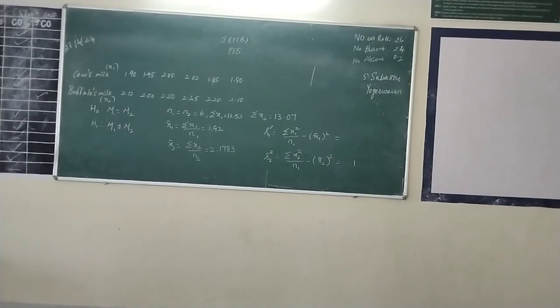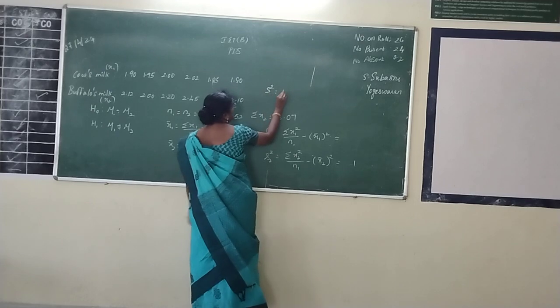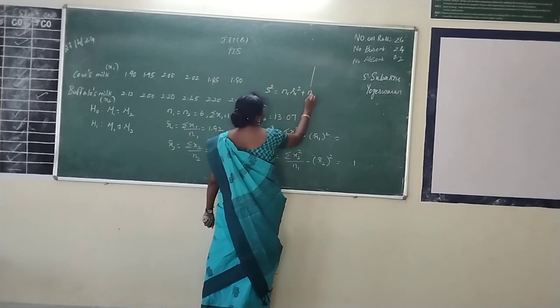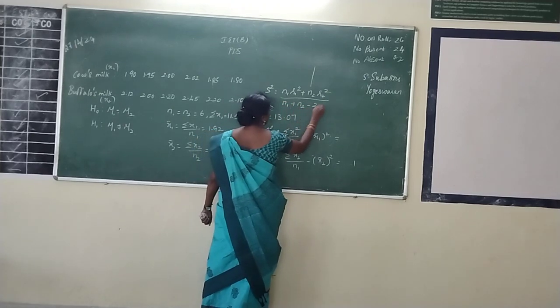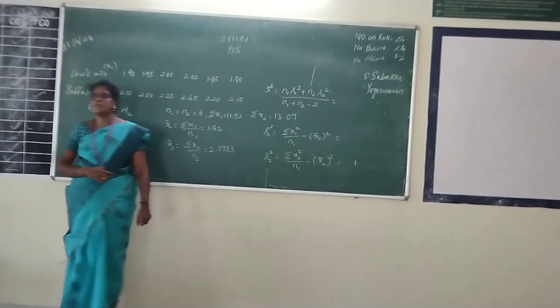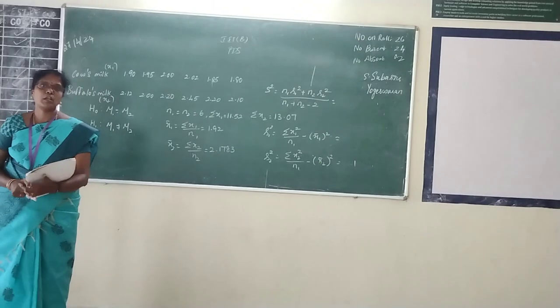0.019 is S2 square. Now using this one, what do you have to calculate? Capital S square. Okay, write your formula for capital S square. Capital S square is equal to n1 S1 square plus n2 S2 square divided by n1 plus n2 minus 2. That is the formula for capital S square. Find what is capital S square?